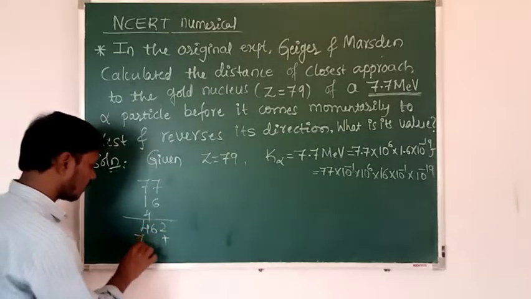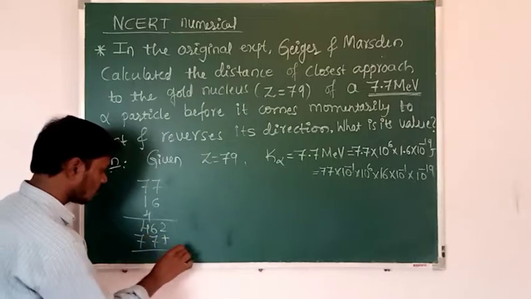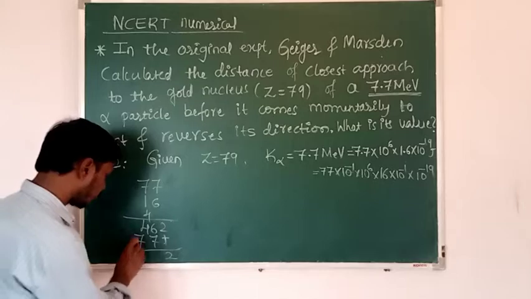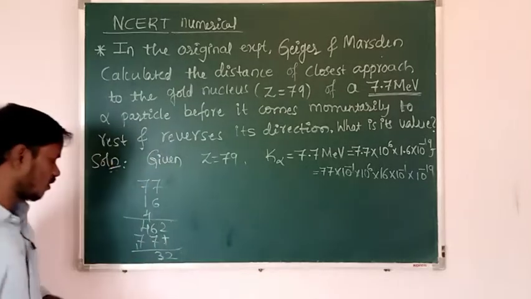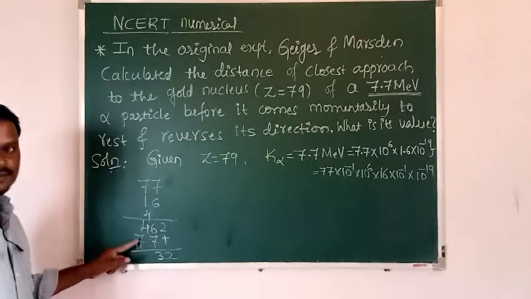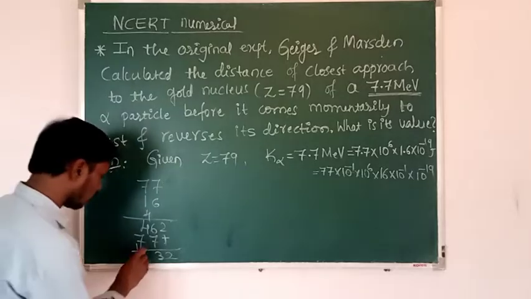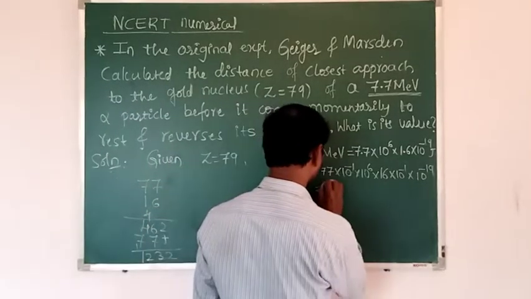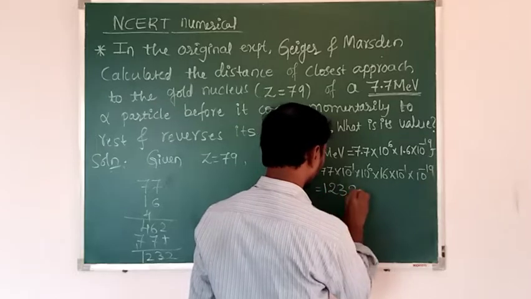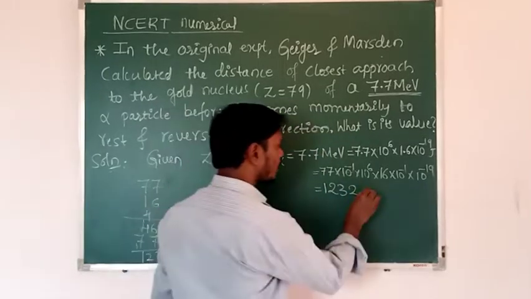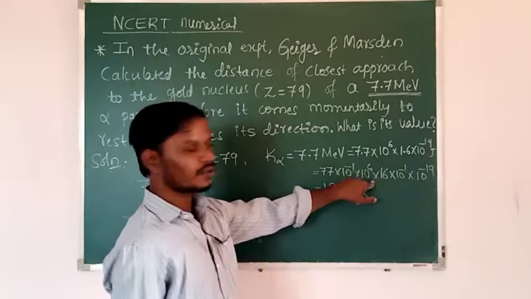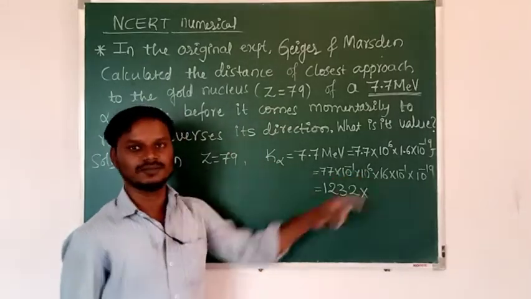Then 77. Then 6 plus 7 is 13. Then 4 plus 7, that is 11. 11 plus 1, 12. Then it is 1232. 1232 into 10 to the power of minus 1 into 10 to the power of 6. That is 10 to the power of 5.